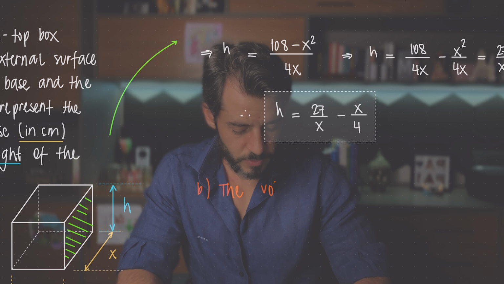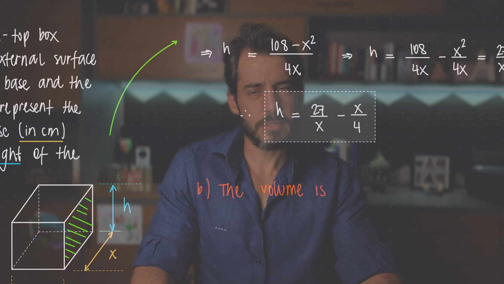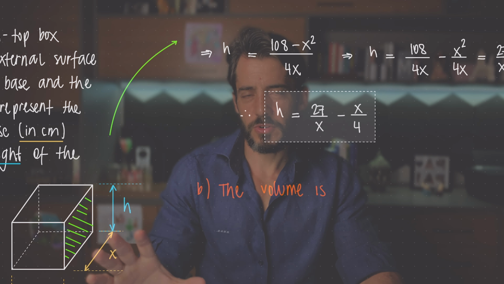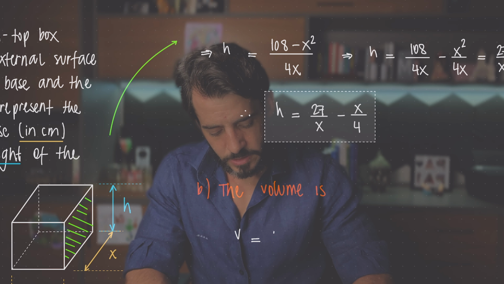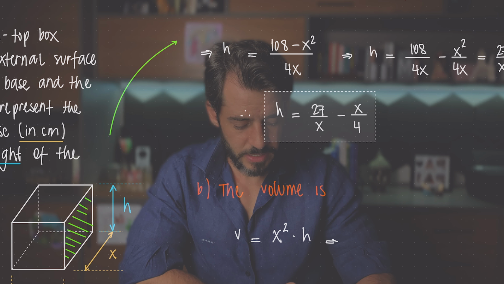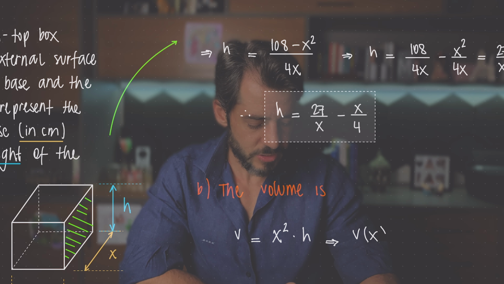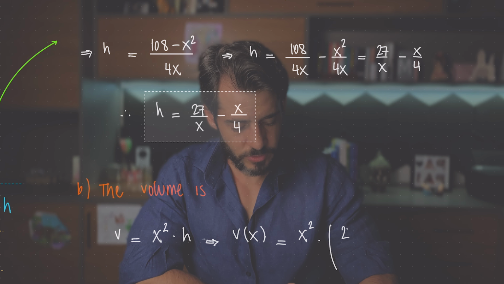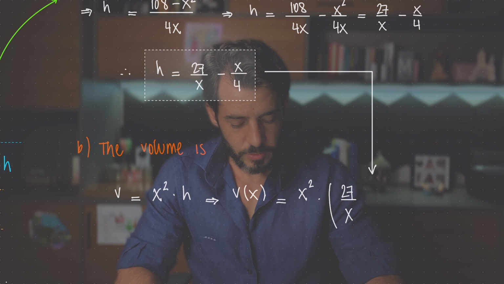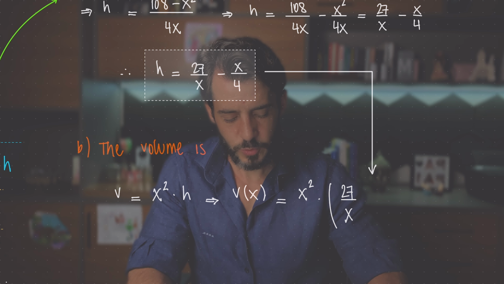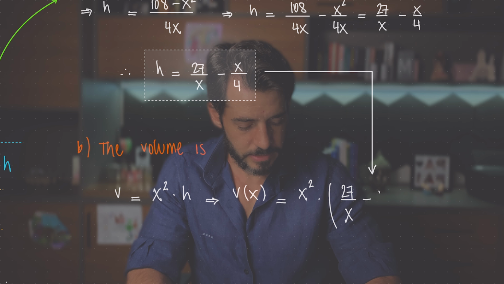So what is the volume of this box? Having no lid obviously does not change the volume. The volume is still the area of the base times the height, which means V is equal to x squared times the height. Now V as a function of x only does require us to substitute h, which was found previously, into V, which gives us x squared times 27 over x minus x over 4 in brackets.